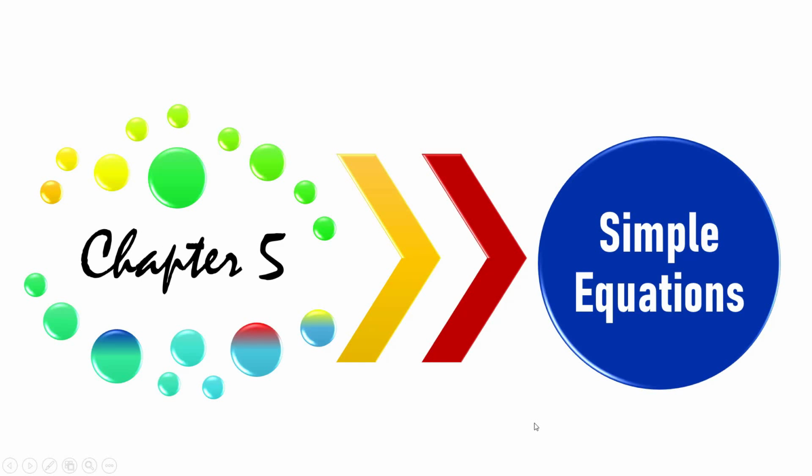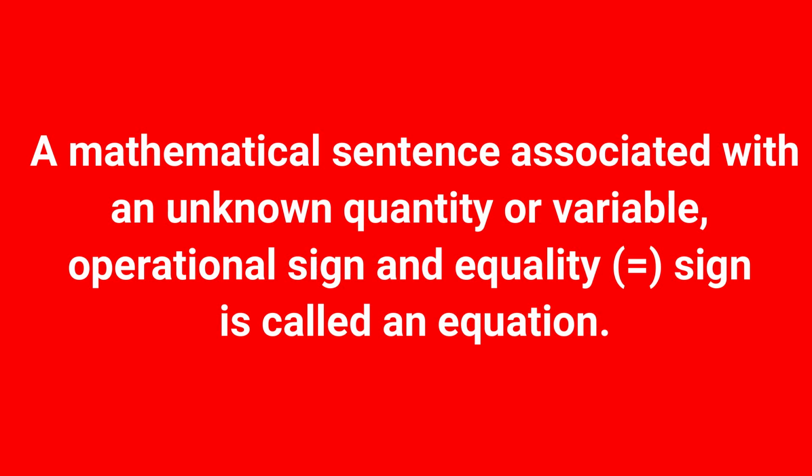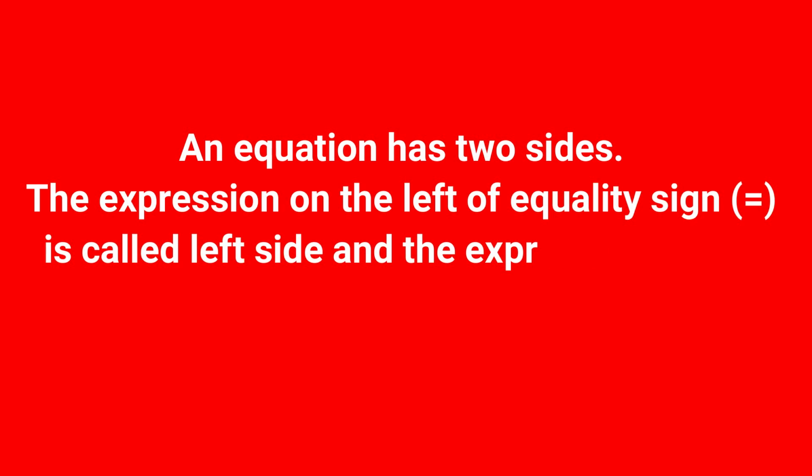Chapter 5, Simple Equations. What is equation? A mathematical sentence associated with an unknown quantity or variable, operational sign, and equality sign is called an equation. For example, x plus 1 equals 5, 2x minus 7 equals 5, etc. can be the examples of equation. An equation has two sides.